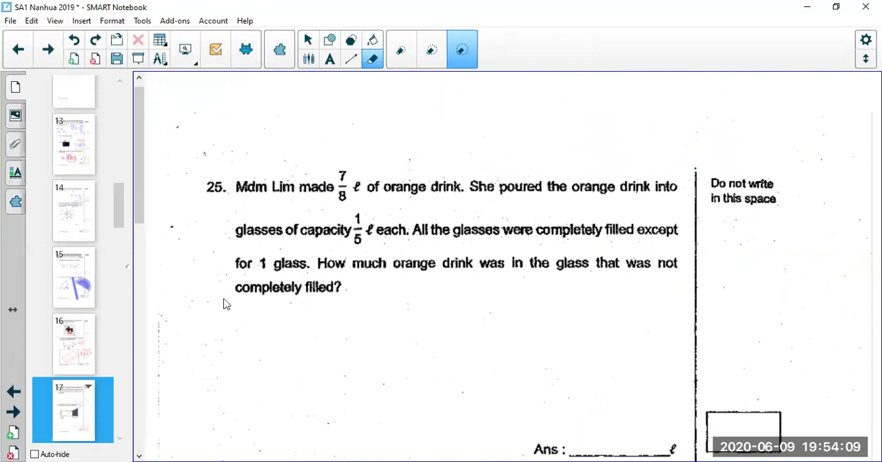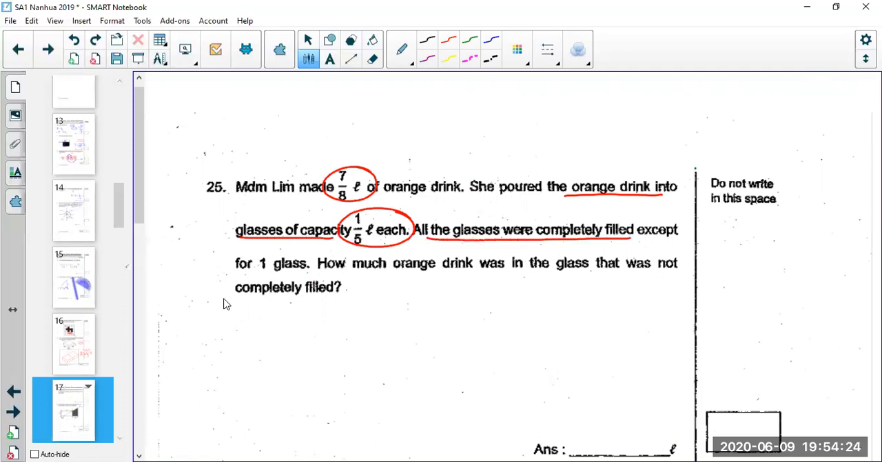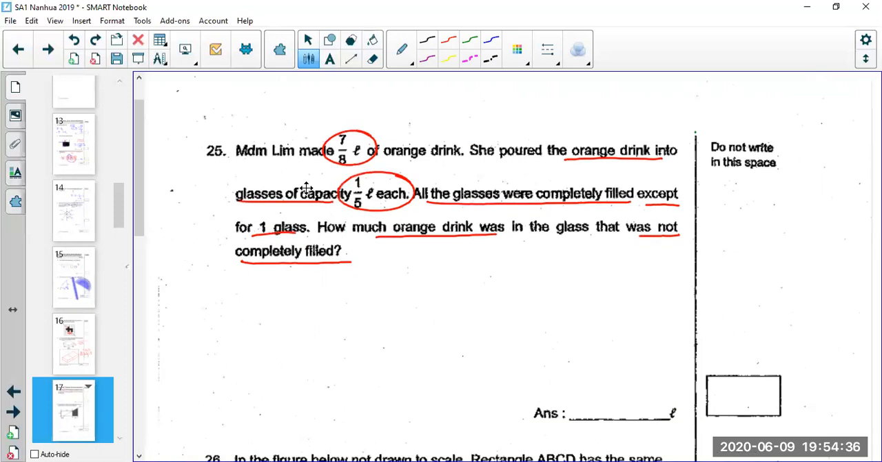Madam Lim made 7/8 liters of orange juice. She poured the orange juice into glasses of capacity 1/5 liter each. All the glasses were completely filled, except for one glass. How much orange juice was in the glass that was not completely filled? Not completely filled, so what are you finding? You are finding the leftover orange juice. You pour into glasses, then the last glass is not filled. So you are finding the leftover.